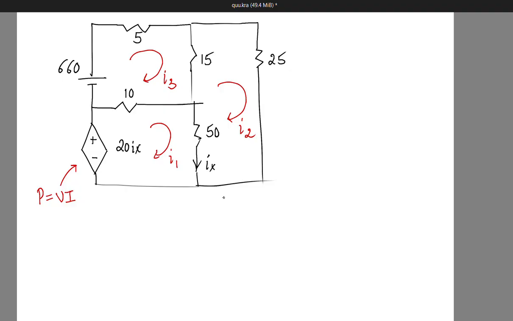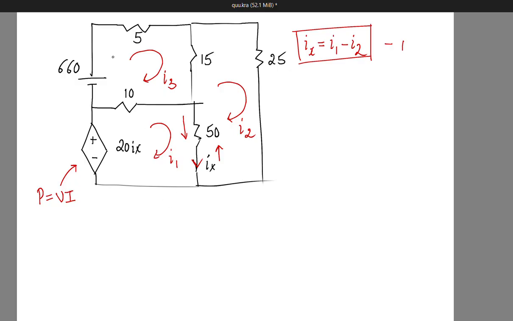Now, one thing to notice is the Ix current is essentially equal to the I1 current, which is coming down, minus the I2 current, which is going up, right? So Ix is essentially I1 minus I2. That should probably be our first equation. Now with this, we can try solving one branch at a time. We can start with the third branch.